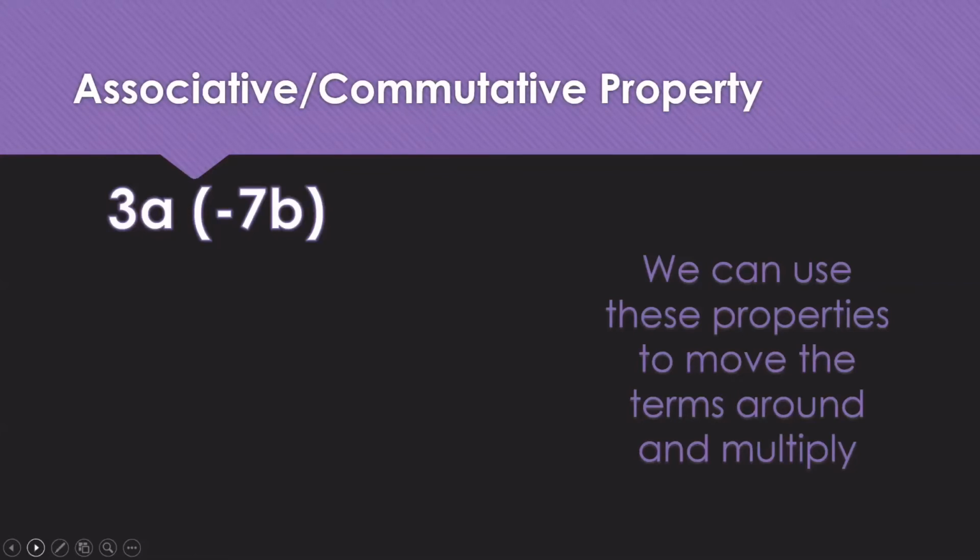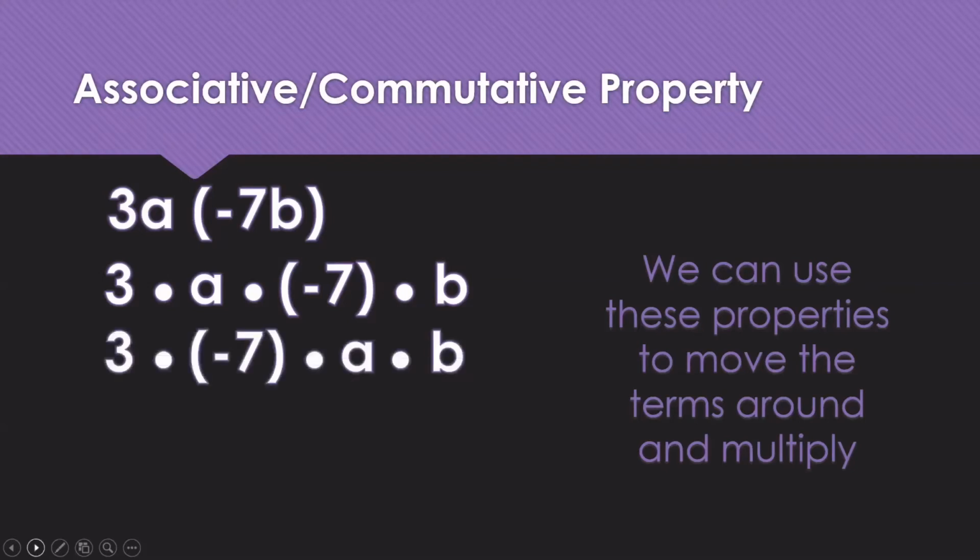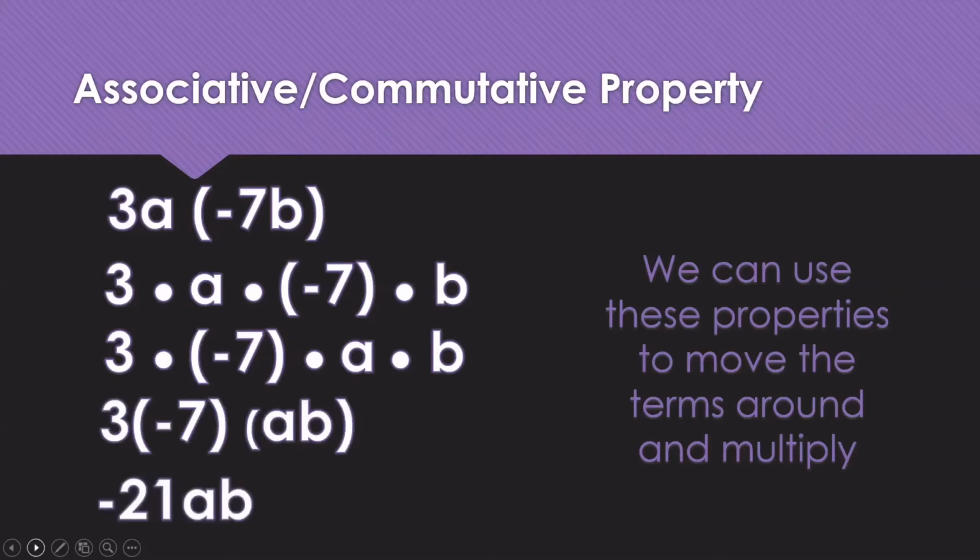So these two properties together allow us to move these around and multiply easily, meaning I can break apart. This all means multiplication. Okay, when I don't see a symbol and they're all next to each other, I'm multiplying. But what I can do is put my numbers together and my variables together to get negative 21ab. Okay, that is simplifying that expression. I have gotten it down to one term. Notice I can do this because it's multiplication. It's not addition or subtraction.